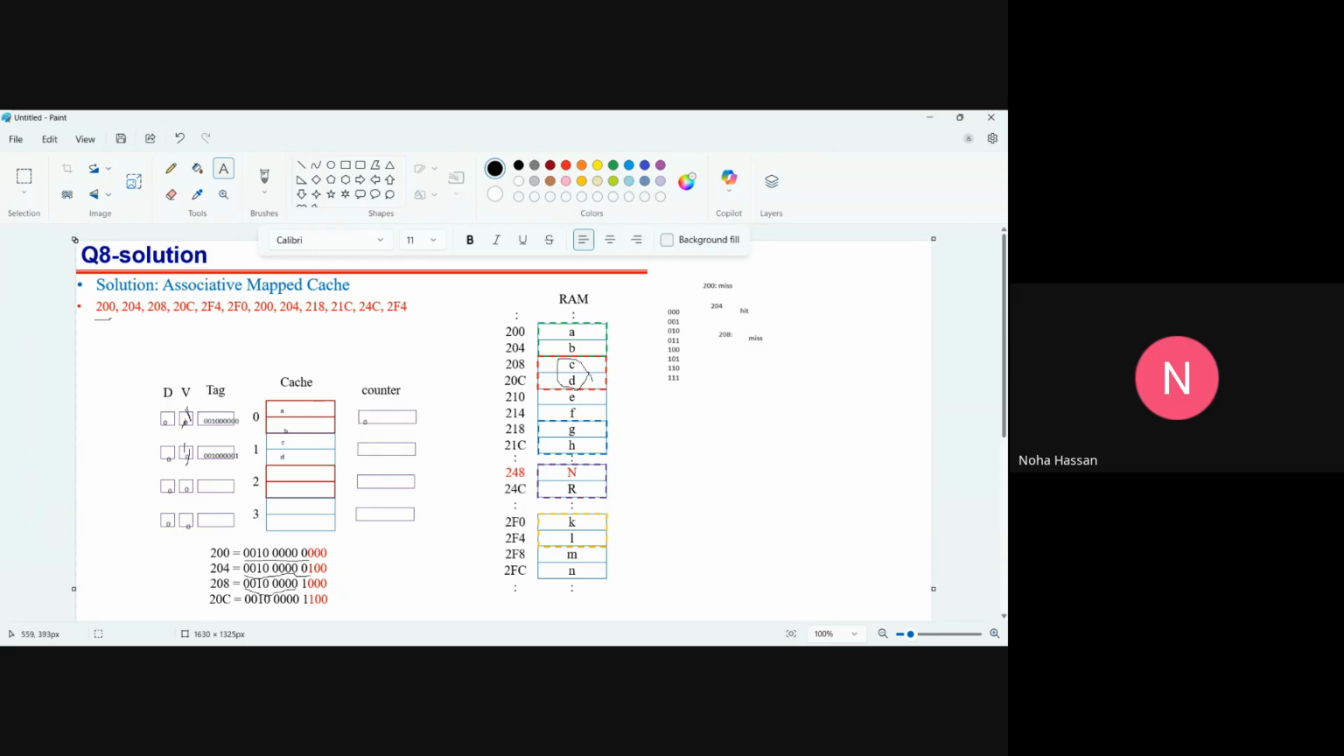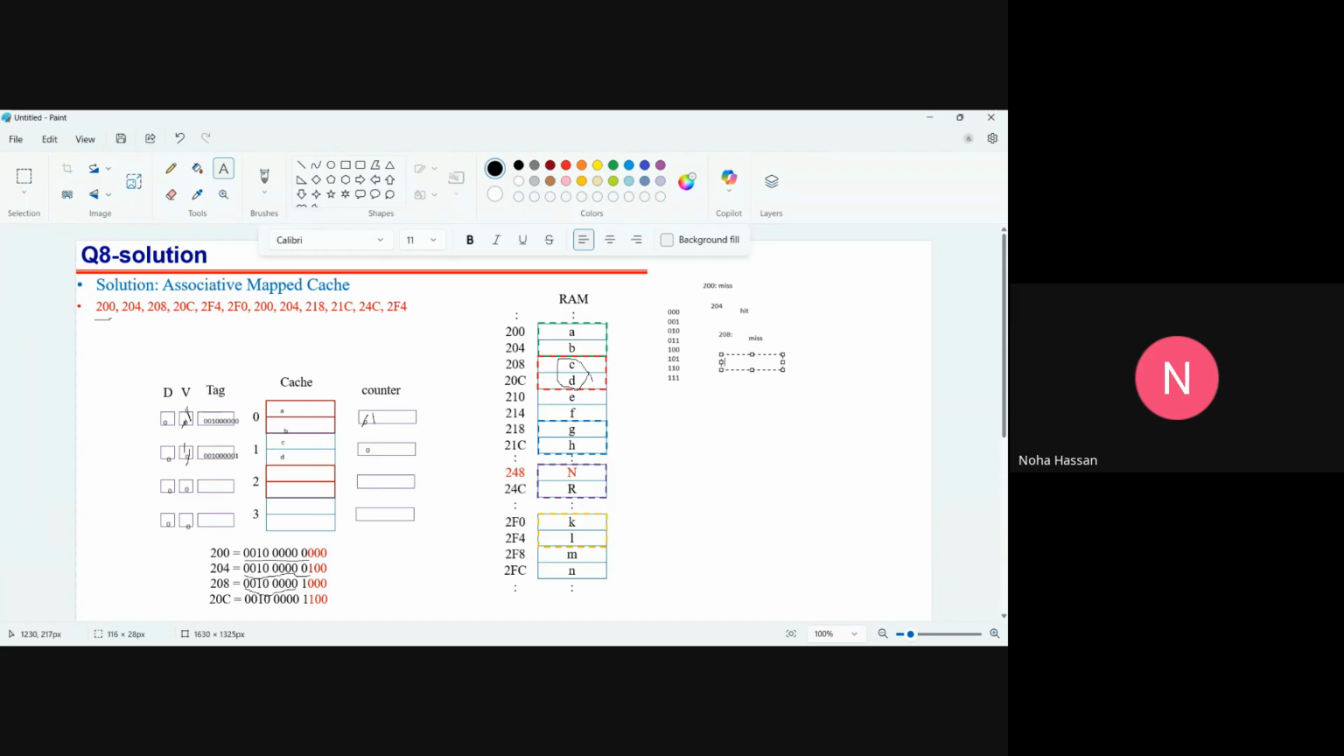And how about the counter? So now this is the most recent one. So now this will become 0. The counter here will become 0. And the other counter will be incremented into 1. Okay. Next, let's move to the next address.